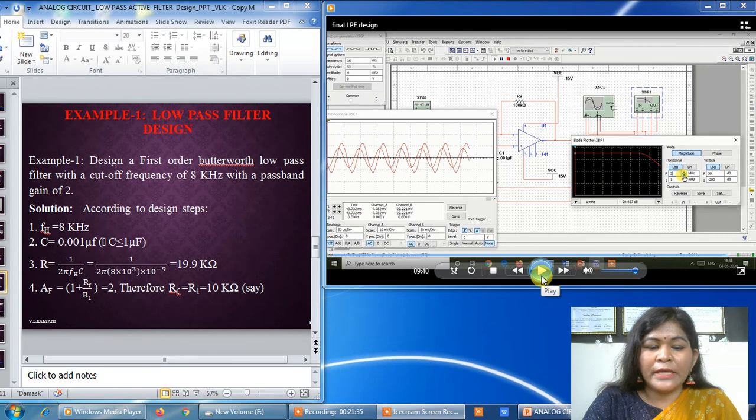So in the next lecture, we will design the PCB layout of the low pass filter using Altium board software.